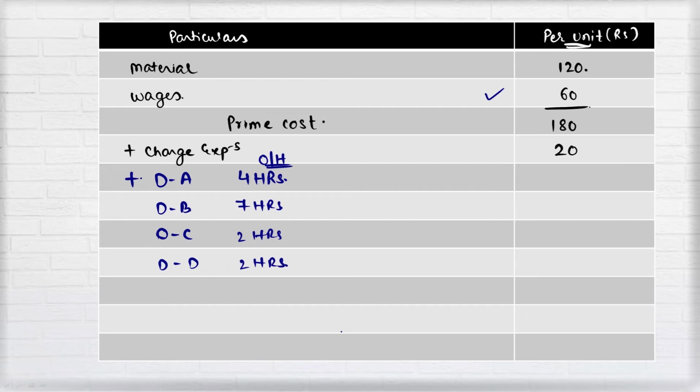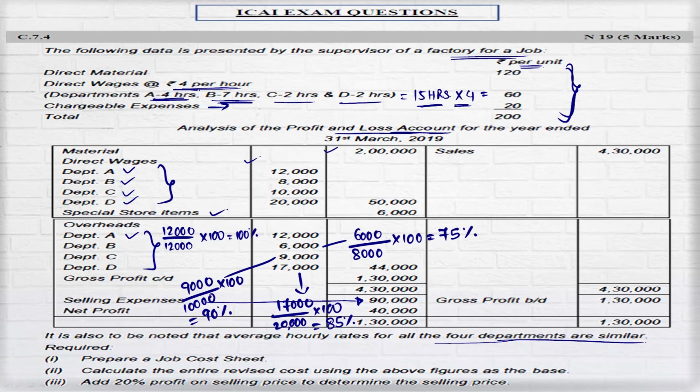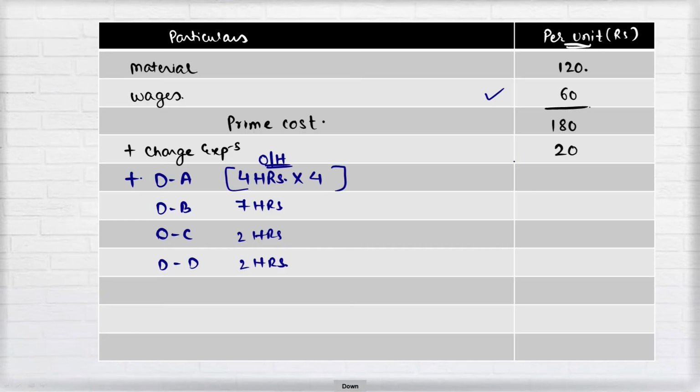What is wages in department A of workers? 4 into 4? What is wages per hour? 4 rupees, right? Wages per hour is 4 rupees. Have they given it? Yes. Wages per hour is 4 rupees. Sir, then we have written 60 rupees. I'll tell you how. 4 hours in department A multiplied by 4 plus 7 hours in department B multiplied by 4 plus 2 hours in department C multiplied by 4 plus 2 hours in department D multiplied by 4. The total will be 60. This is how wages are absorbed, right?